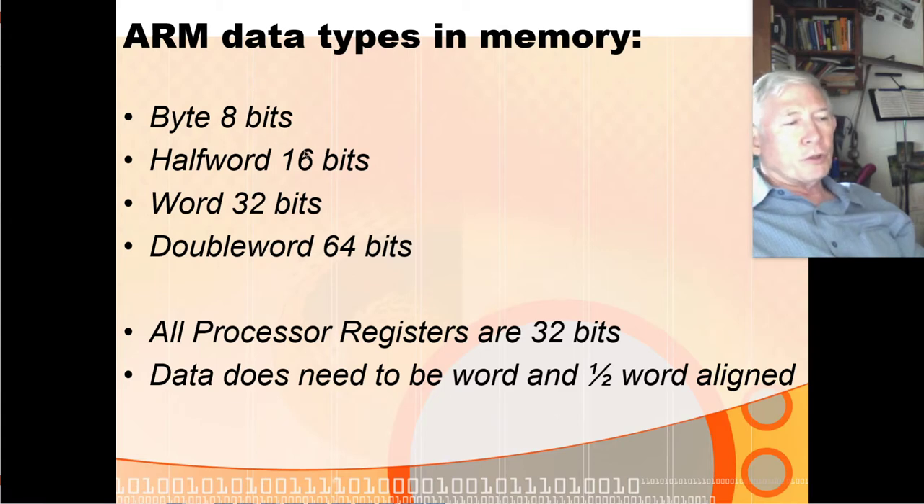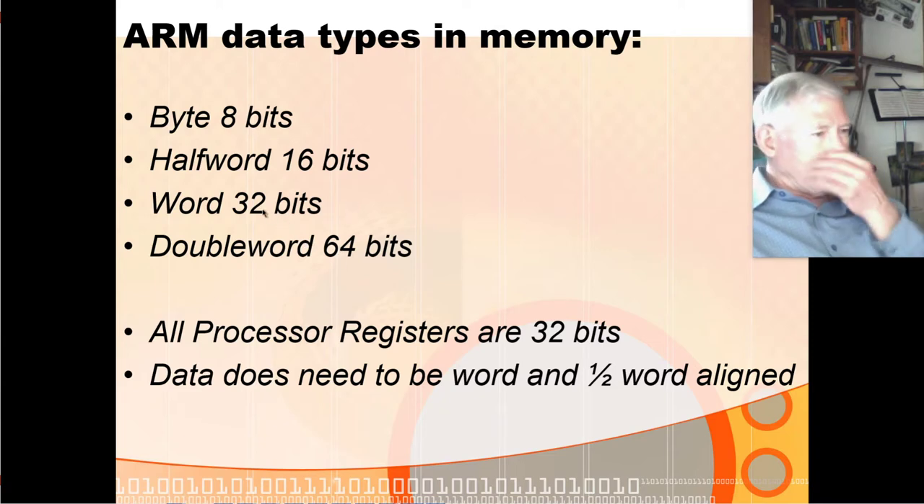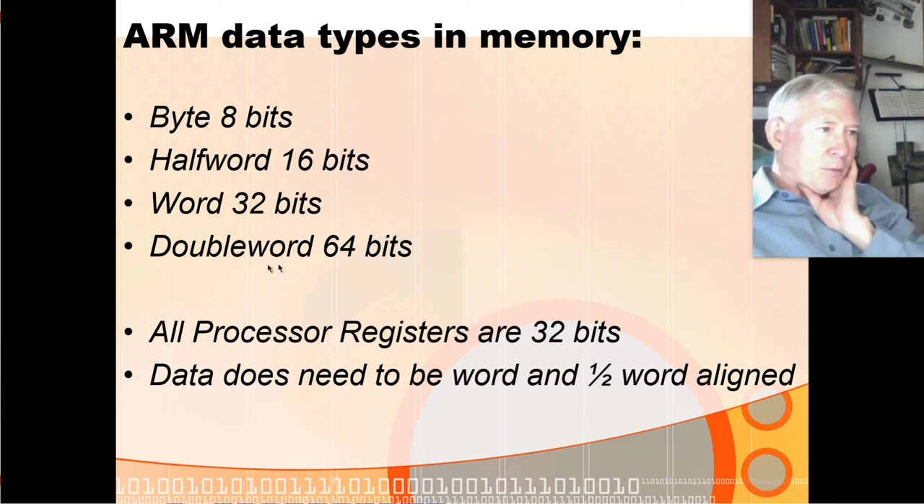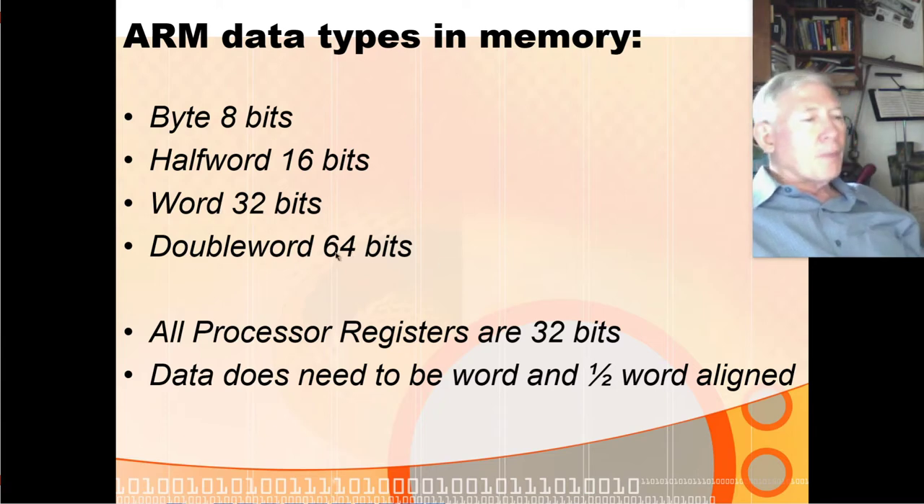If you put two of those bytes together, you get a half word. And if you put four of them together, you get a word. And if you put eight of them together, you get a double word. So all the processor registers are 32 bits.